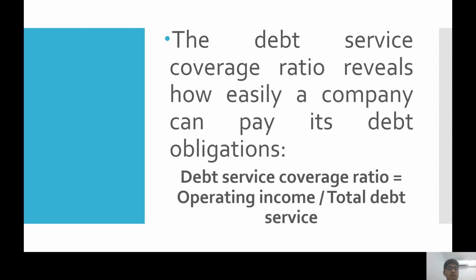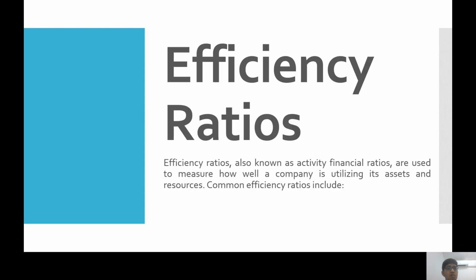The debt service coverage ratio reveals how easily a company can pay its debt obligations. So debt service coverage ratio is equal to operating income divided by total debt service. Let's go now with efficiency ratios.